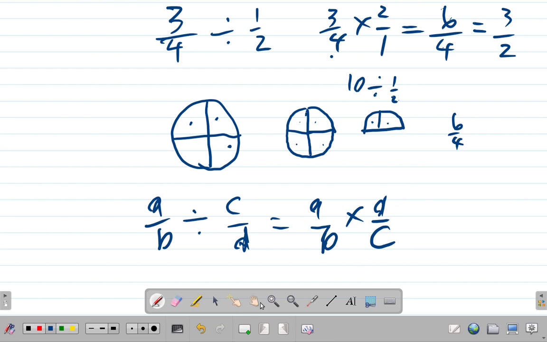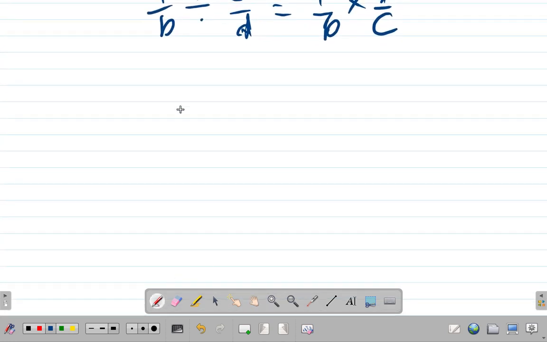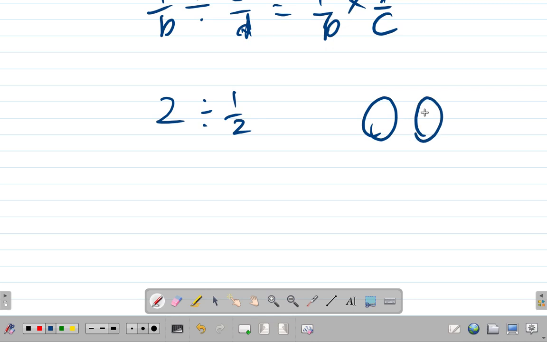Alright, we look at one more example. Whole number. Suppose you have 2 divided by half. You divide by a fraction. It means say you had a number, and the 2 you have is half of the original number. What must the original number be? It must be 4. So 2 divided by half is the same as 2 multiplied by 2 over 1. You get the answer.